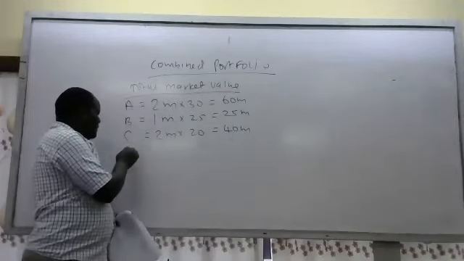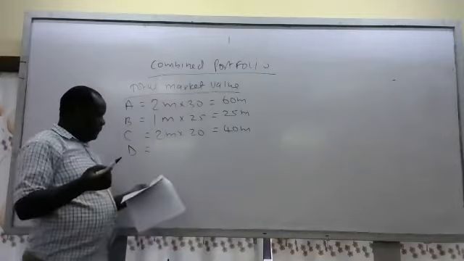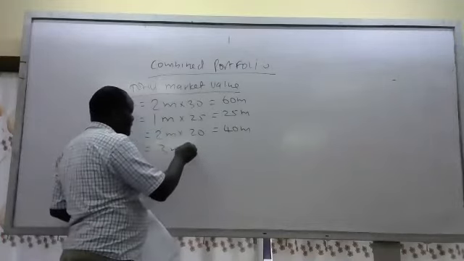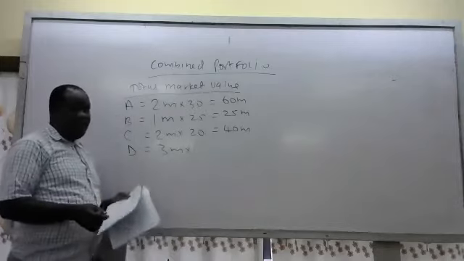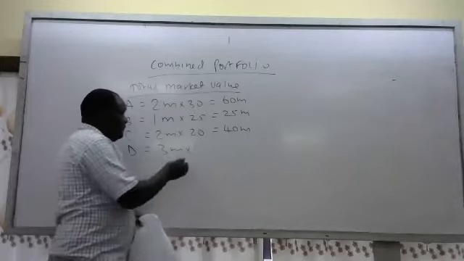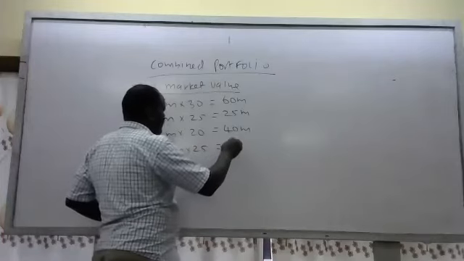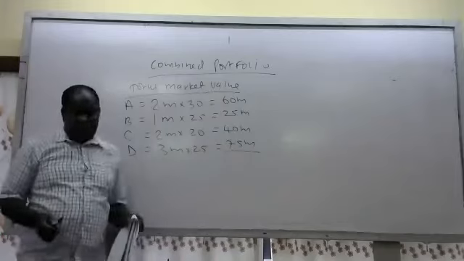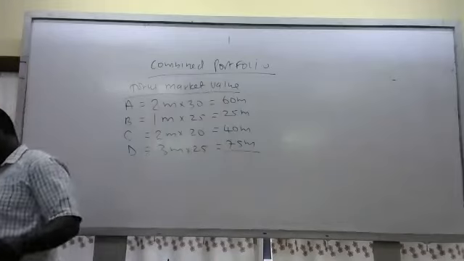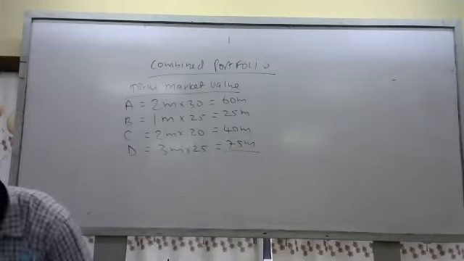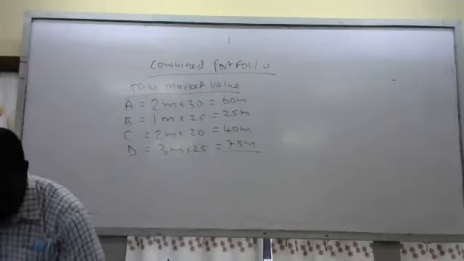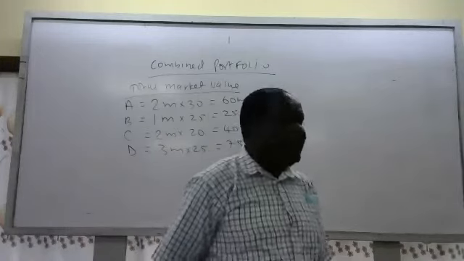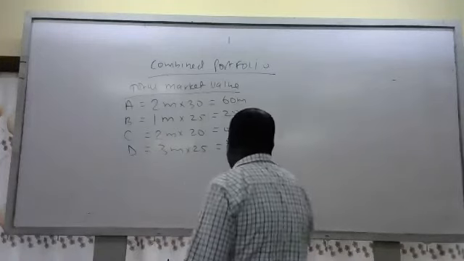And finally, D: you are given 3 million shares. Market price per share was 25. So is it 75 million? Add them together and give me the total. Exactly, so exactly 200 million.